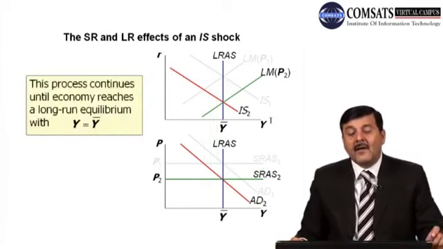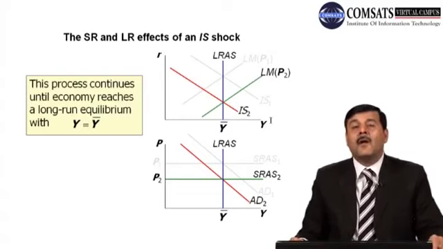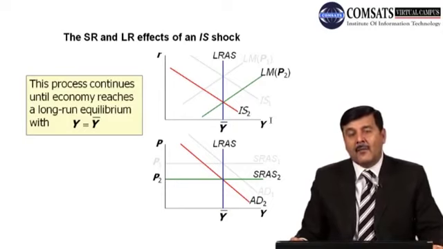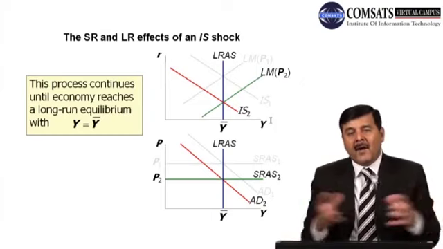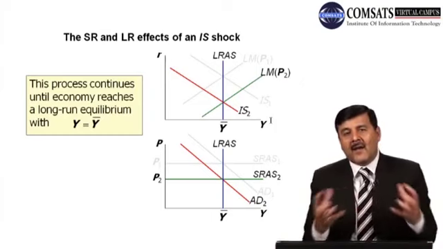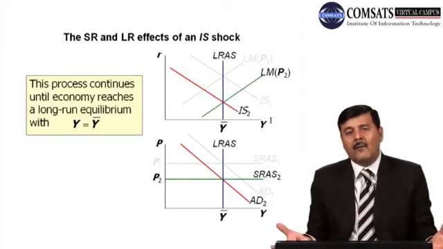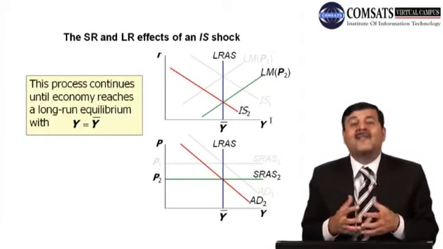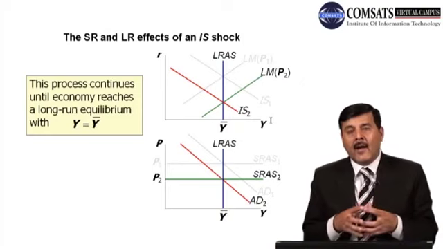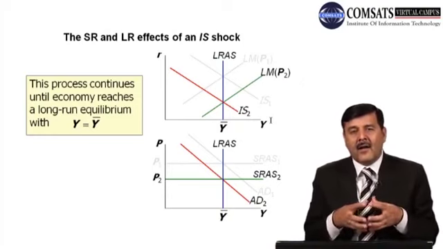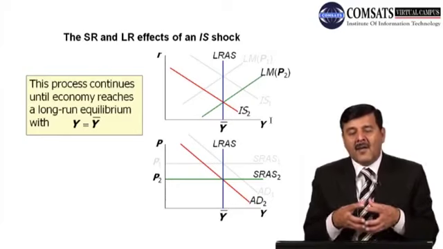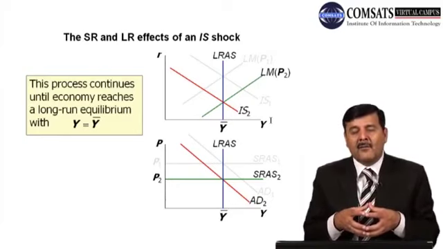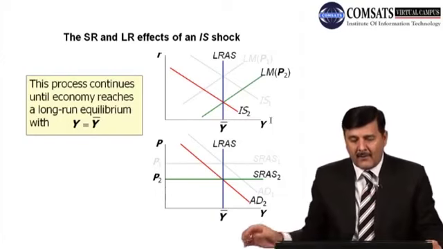Now this process continues until the economy reaches a long run equilibrium where Y is equal to Y bar. So that is the long run equilibrium, right? So we can combine these two when there are shocks in the economy, whether there is an IS shock or an LM shock. We can combine these two time periods and bring prices into the picture, and in the long run, over the time period, when price starts working, the economy comes back or reaches a long run equilibrium level where Y is equal to Y bar.